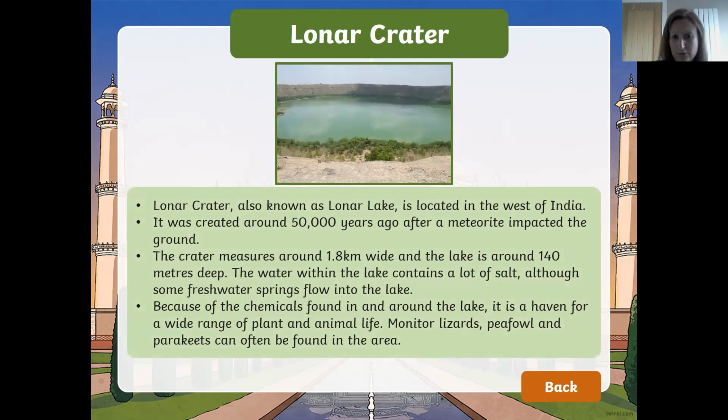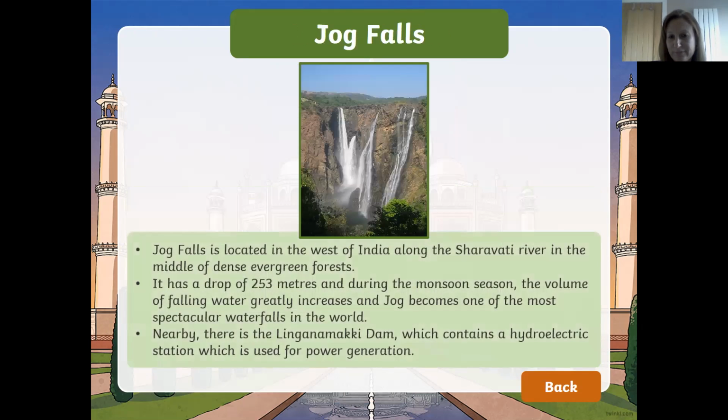This is really, really cool. Lonar Crater is also known as Lonar Lake. Basically, it was created in India 50,000 years ago after, guess what, a meteorite hit the ground. And you can see from that enormous lake, that was the size of the meteorite that hit the ground. And because it's not connected to any of the sea or anything, there's a lot of salt in the water, and that brings lots and lots of wildlife. So that's a really, really special location.